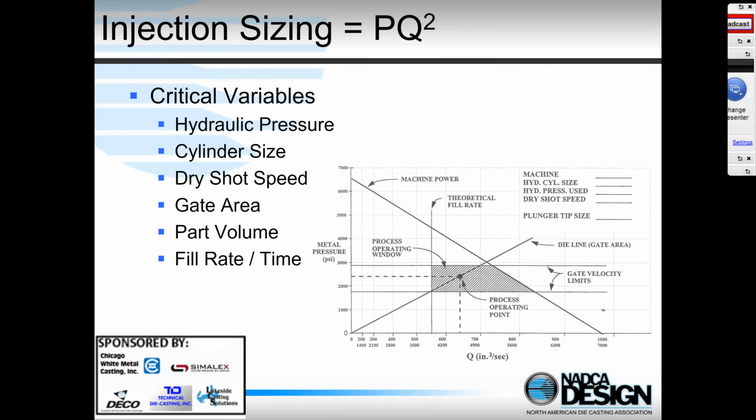So we're not going to go into the details of exactly how this works. That's quite a class on its own. But if you are working with a die caster, ask them about their PQ squared calculations. For example, if you're not sure they're using the correct size machine, ask to look at their PQ squared calculations and have them explain what's going on, because it's a great tool and it allows us to elegantly understand whether or not a machine size will work to produce a casting that you've designed.